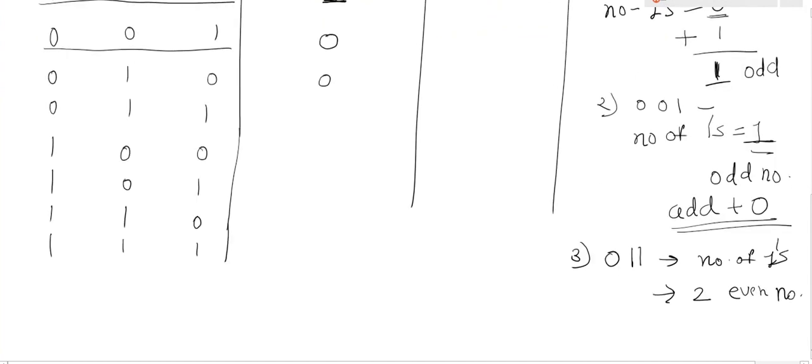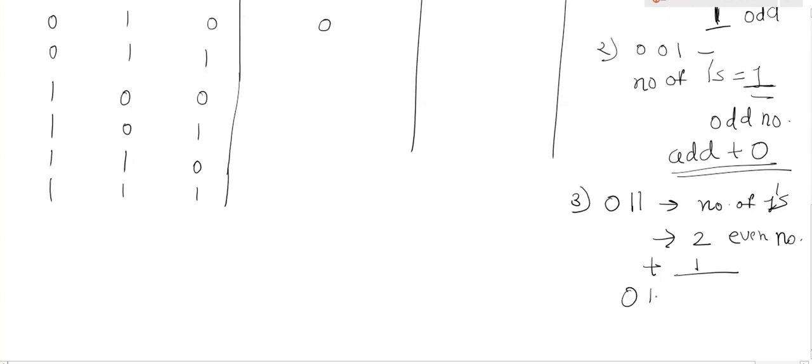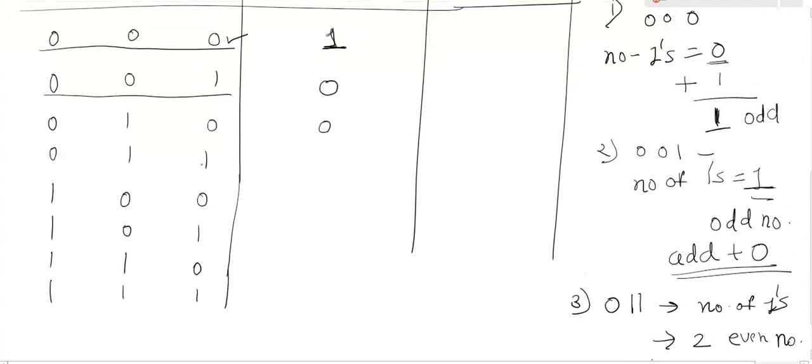So to make 0, 1, 1 have an odd number of ones, again I am repeating, I need to add 1 into the message. My actual data is 0, 1, 1. When I add 1 into this, the number of ones becomes 3, and 3 is an odd number. So the odd parity bit for this message will be 1.